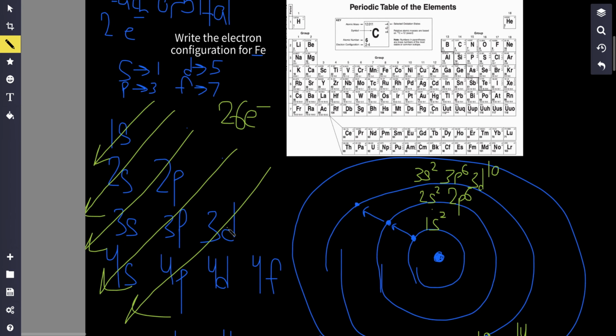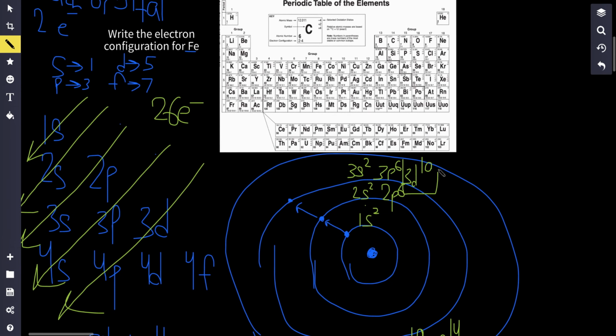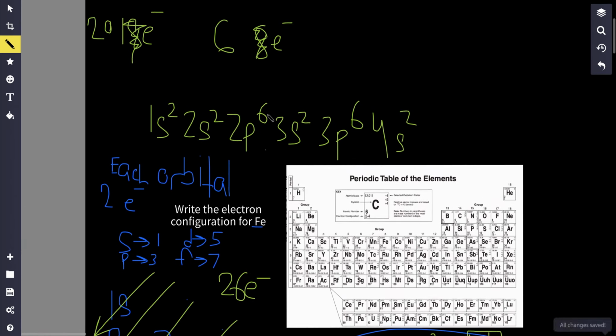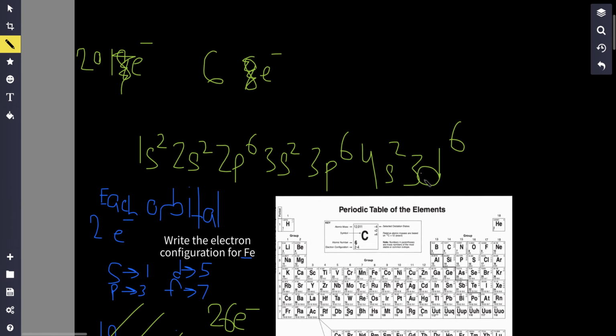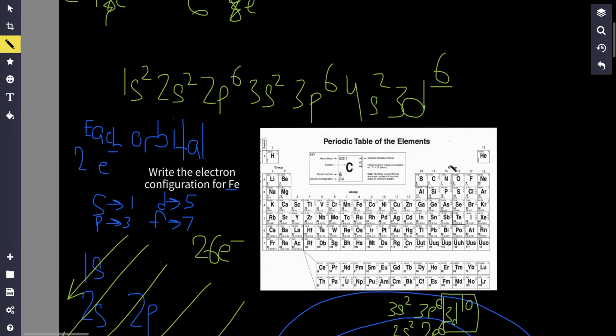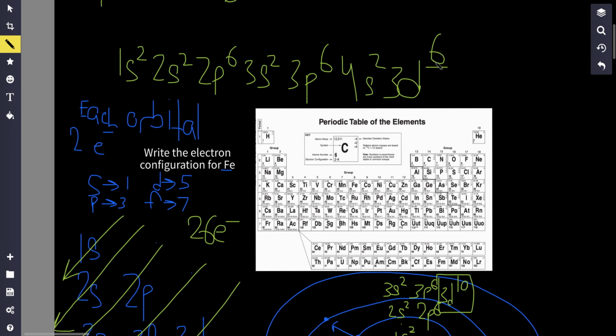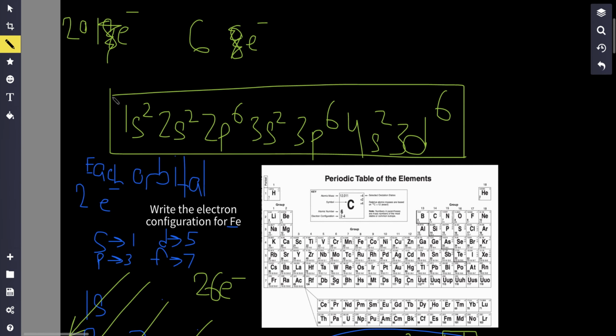And after the 4s, we have the 3d. Now, remember that all the d orbitals combined can hold 10 electrons. However, we only have 6 electrons left. So instead of putting a 3d10 here, I'm just going to put a 3d6, because I only have 6 electrons left, right? My 3d orbital isn't going to hold all my electrons, so it's fine if some of the orbitals aren't completely filled. And boom, that is the electron configuration for iron.